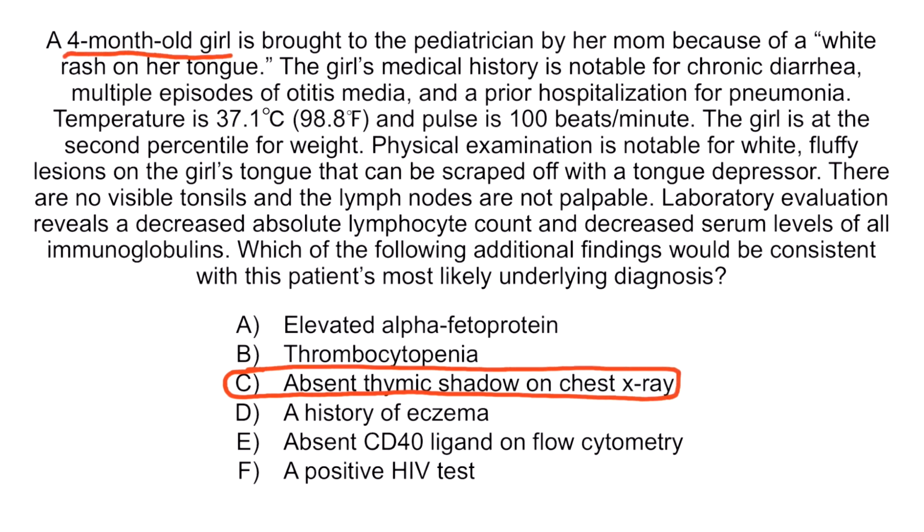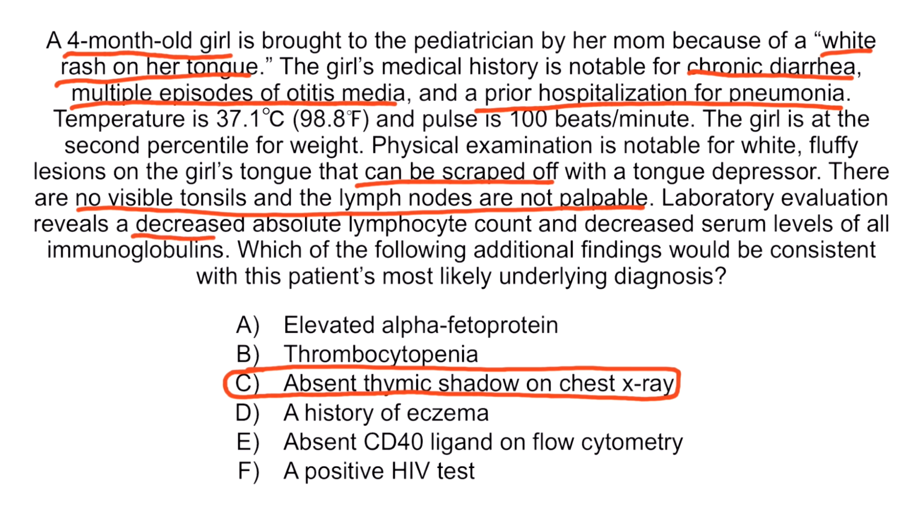This is a case of a 4-month-old girl who's brought to the pediatrician with a white rash on her tongue, which can be scraped off with a tongue depressor. This should instantly raise suspicion for oral thrush, which in turn should raise suspicion for a congenital immunodeficiency, especially given the history of chronic diarrhea, multiple episodes of otitis media, a prior hospitalization for pneumonia, and failure to thrive. Furthermore, this girl's physical exam shows no visible tonsils and no palpable lymph nodes, and her lab evaluation reveals a decrease in absolute lymphocyte count and all immunoglobulins. Putting all these clues together, this girl's most likely underlying diagnosis is severe combined immunodeficiency.